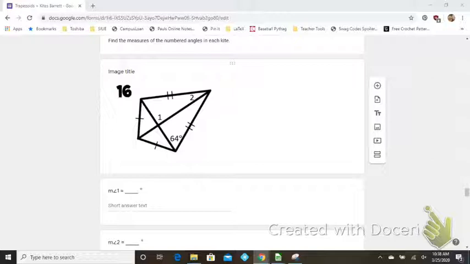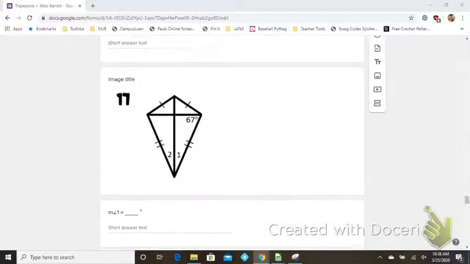Remember that the diagonals are perpendicular, so angle 1 has to be a right angle. These would also be forming similar triangles, so this angle over here would also be 64 degrees, so you would be able to subtract 90 and 64 from 180 to find angle 2.